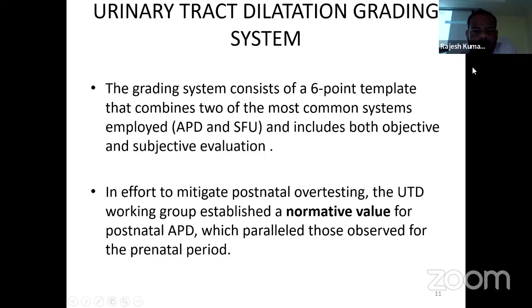Urinary tract dilatation system grading. The UTD grading system consists of a 6-point template that combines two of the most common parameters employed. One is the anterior posterior renal pelvis diameter, and second is the SFU grading system, including both objective and subjective evaluation. In an effort to mitigate postnatal overtesting, the UTD working group established a normal value of postnatal APD, anterior posterior diameter, which parallels those observed for the prenatal period.